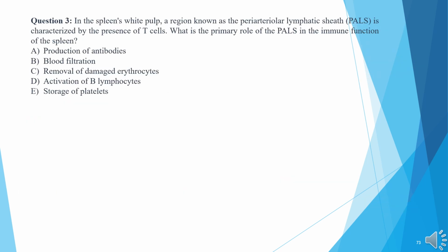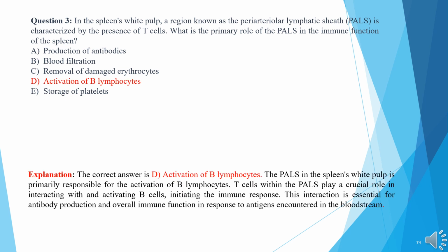Question 3. In the spleen's white pulp, a region known as the periarteriolar lymphatic sheath, PALS, is characterized by the presence of T cells. What is the primary role of the PALS in the immune function of the spleen? A. Production of antibodies. B. Blood filtration. C. Removal of damaged erythrocytes. D. Activation of B lymphocytes. E. Storage of platelets. The answer is D.